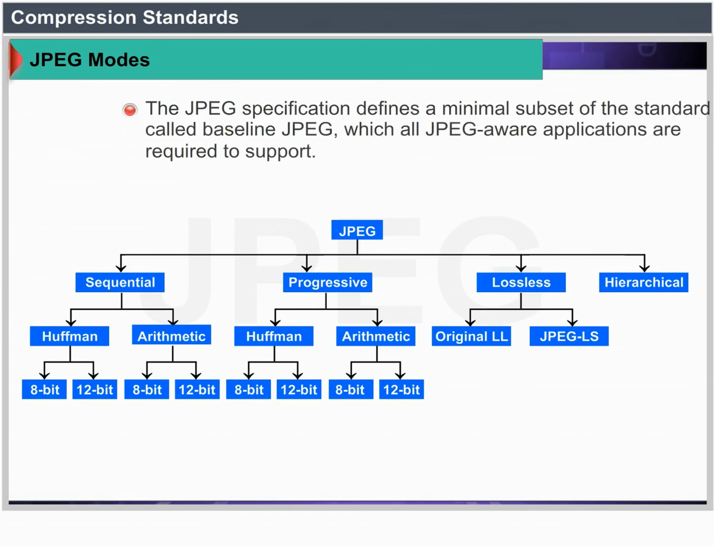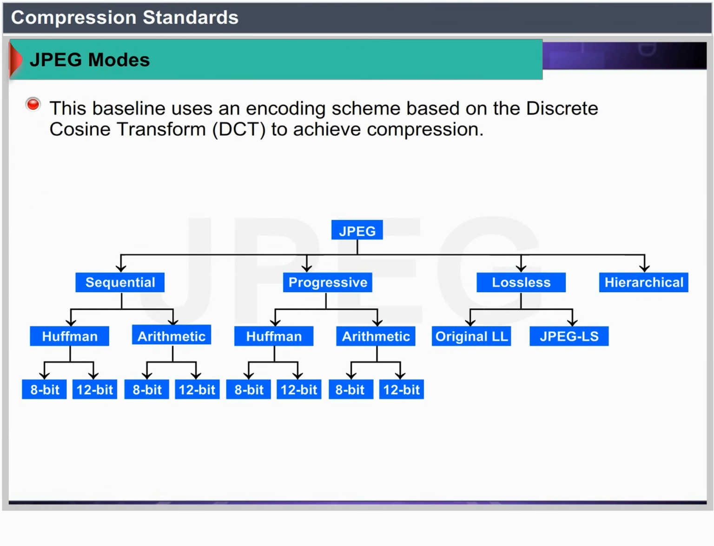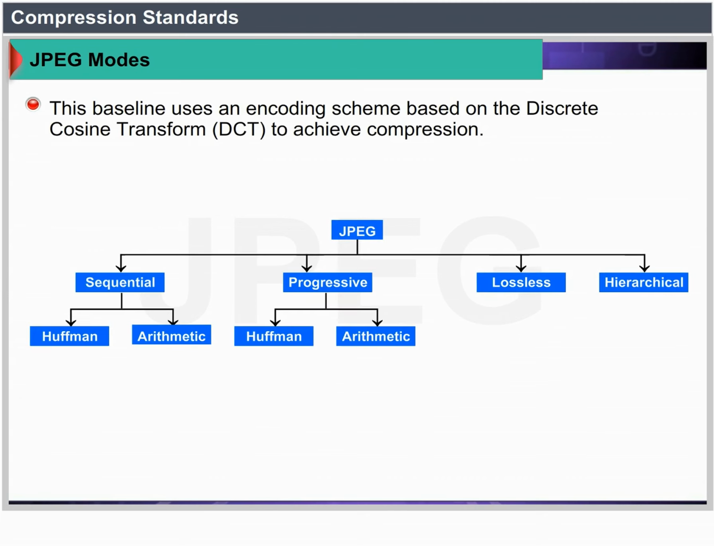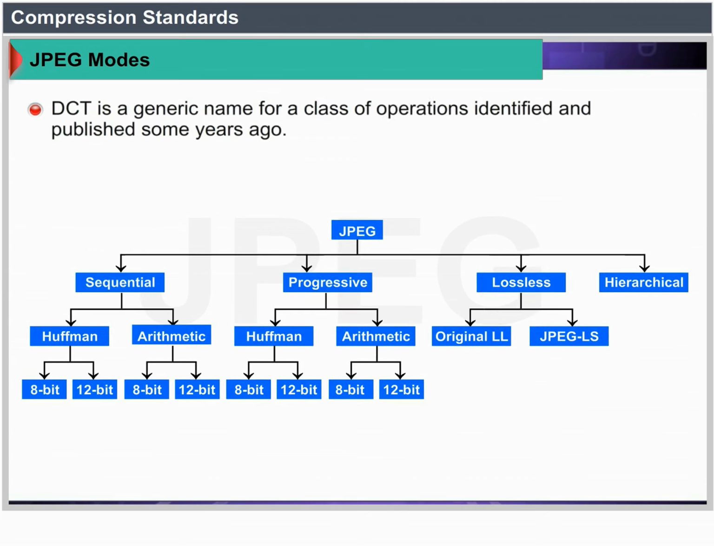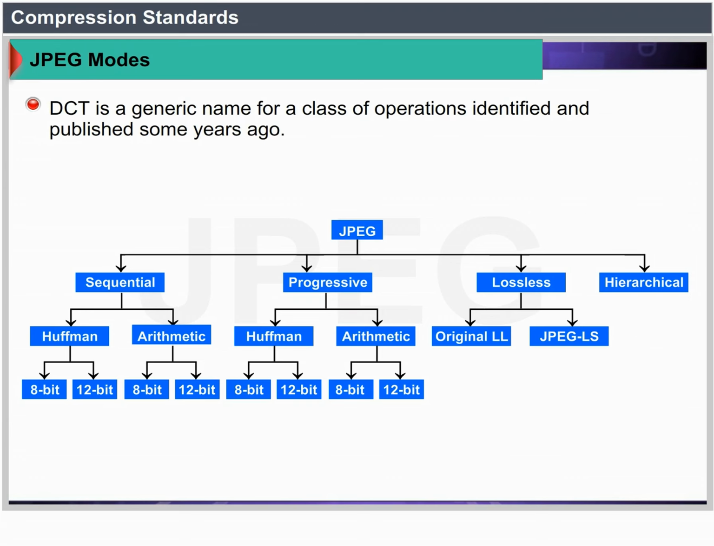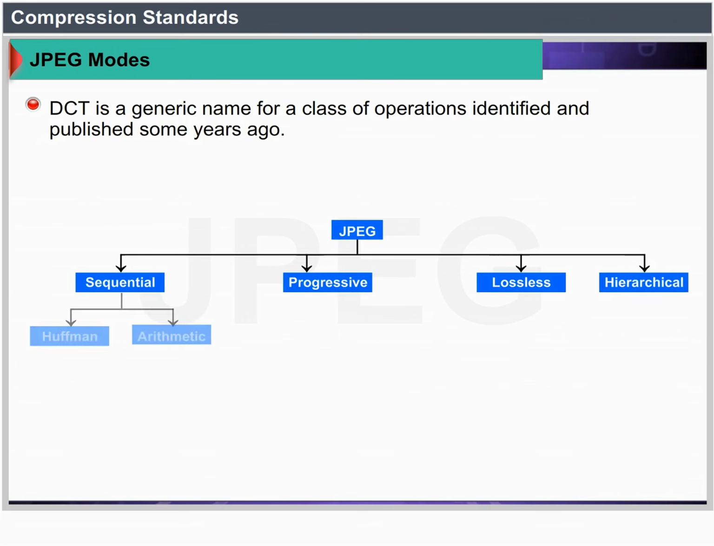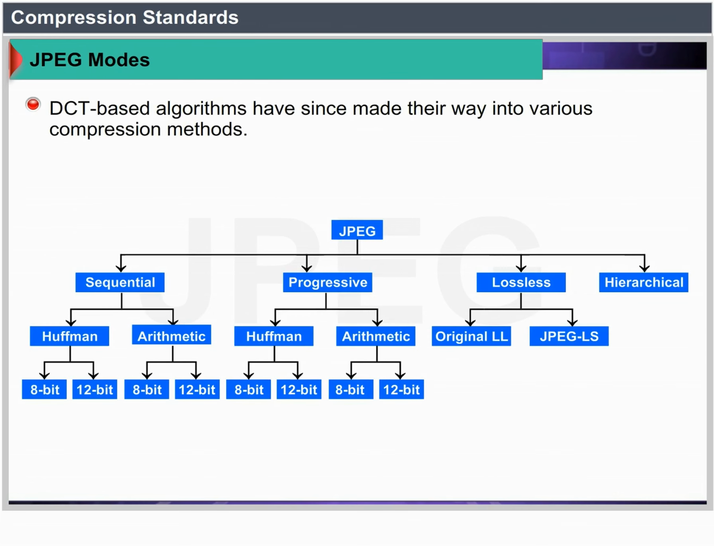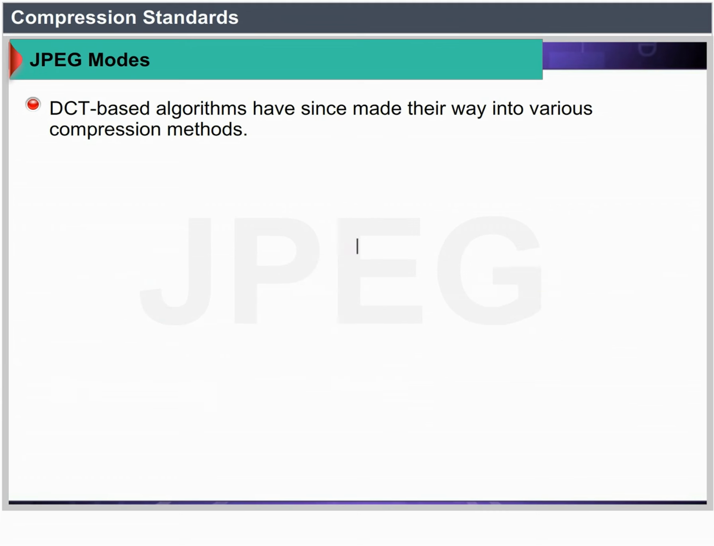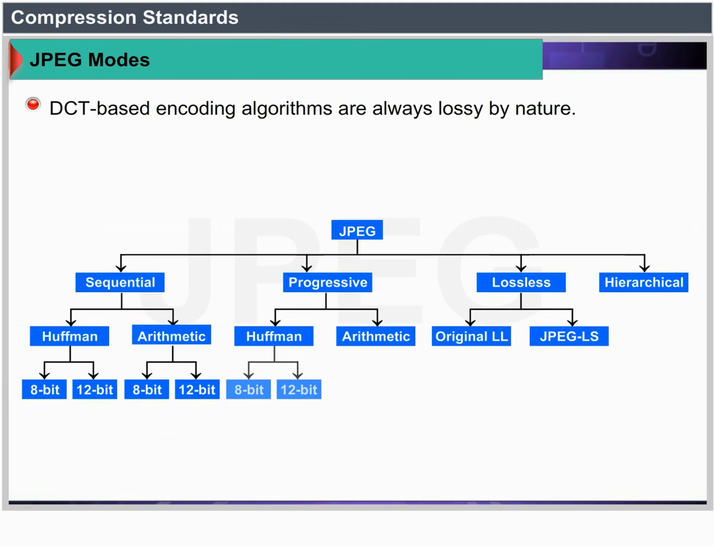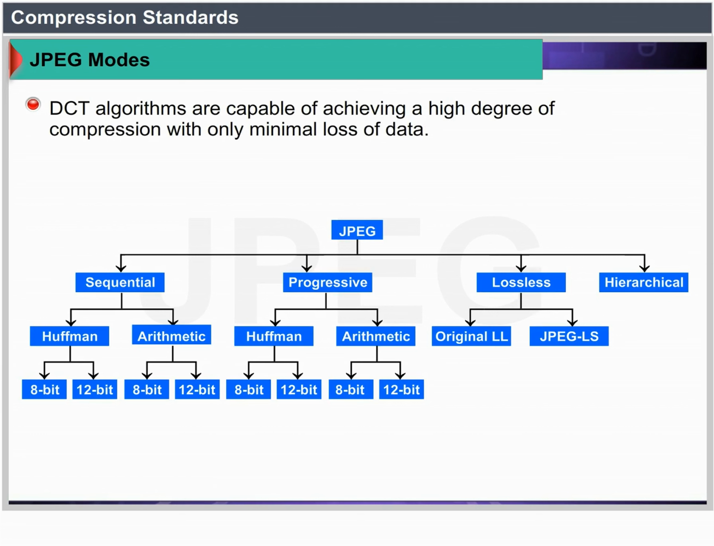This baseline uses an encoding scheme based on the discrete cosine transform DCT to achieve compression. DCT is a generic name for a class of operations identified and published some years ago. DCT-based algorithms have since made their way into various compression methods. DCT-based encoding algorithms are always lossy by nature. DCT algorithms are capable of achieving a high degree of compression with only minimal loss of data.